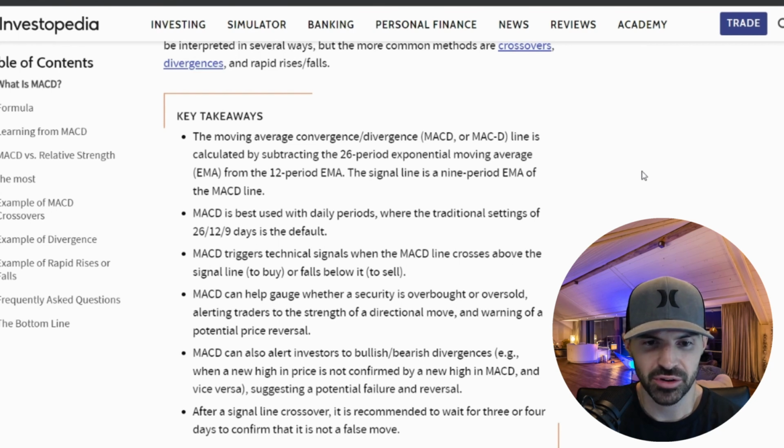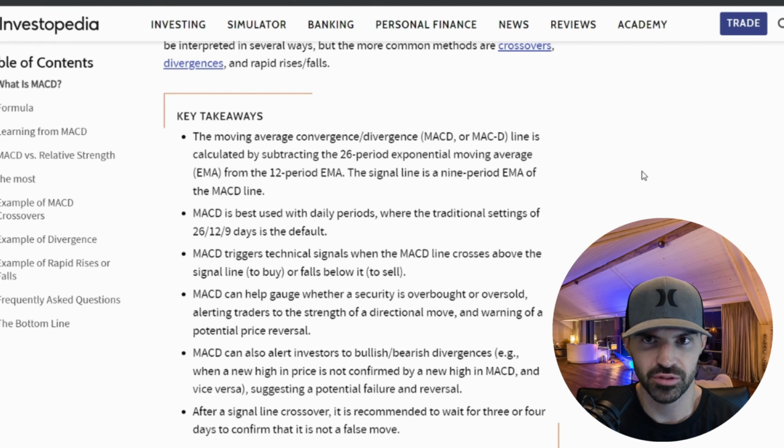MACD can help gauge whether a security is overbought or oversold, but again, it's not as good as the RSI, but it also is a momentum indicator. MACD can also alert investors to bullish and bearish divergences, with the new high in price not confirmed by the new high in the MACD, and vice versa, suggesting a potential failure and reversal. After a signal line crossover, it is recommended to wait for 3 or 4 days to confirm that it is not a false move.